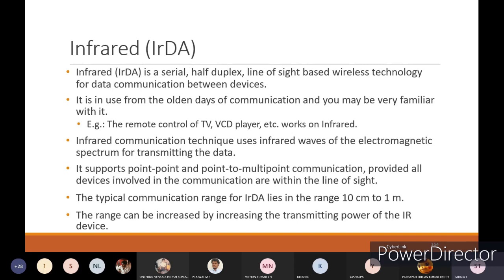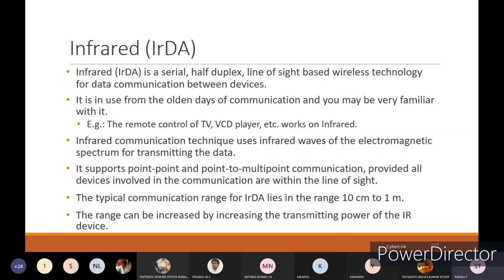Infrared communication technique uses infrared waves of the electromagnetic spectrum for transmitting the data, and it supports point-to-point and point-to-multi-point communication, provided all devices involved in the communication are within the line of sight. You can do point-to-point and point-to-multi-point communication if the devices are aligned with respect to line of sight.